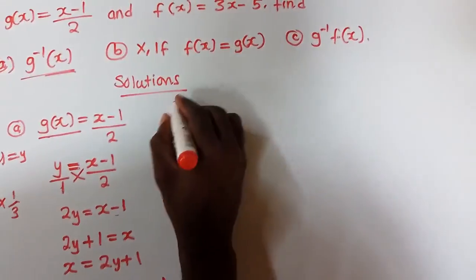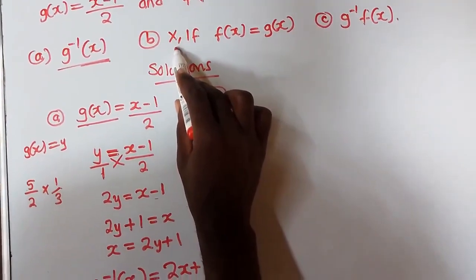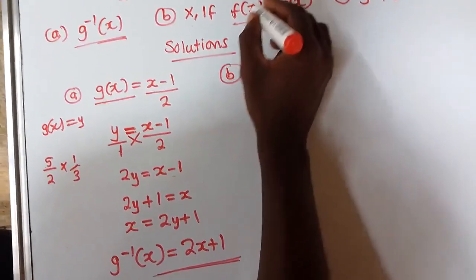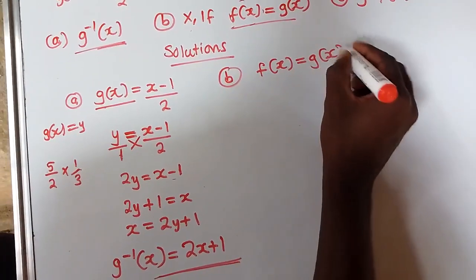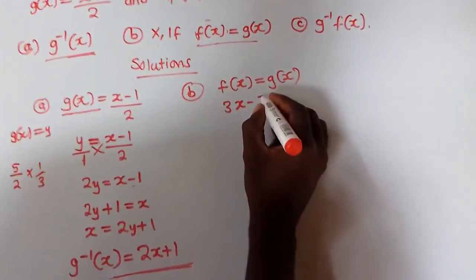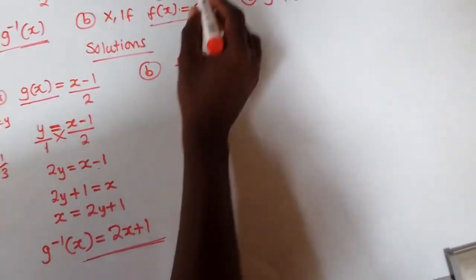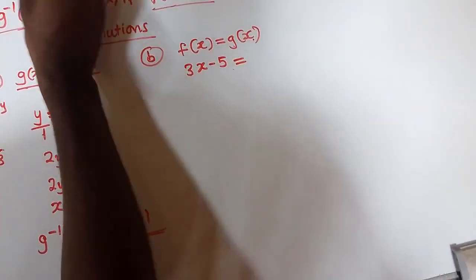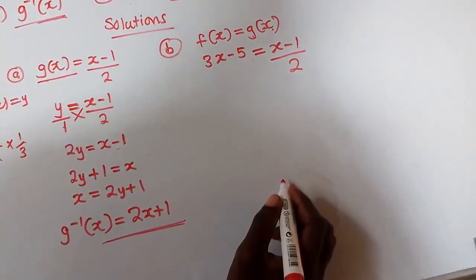So I move to b. I'm told to find x here. If f of x is equal to g of x, so where is f of x? F of x is 3x minus 5, which is equal to g of x. G of x is x minus 1 over 2, like this. You do this.